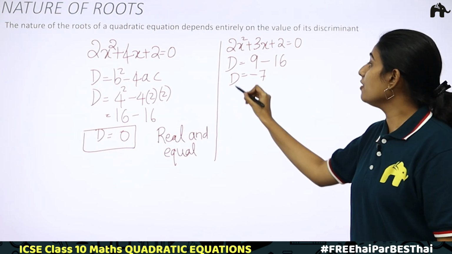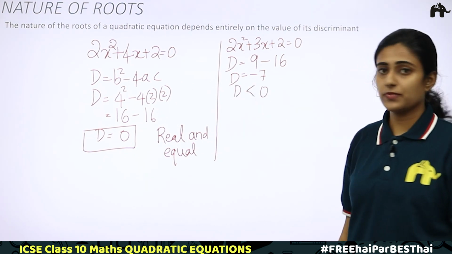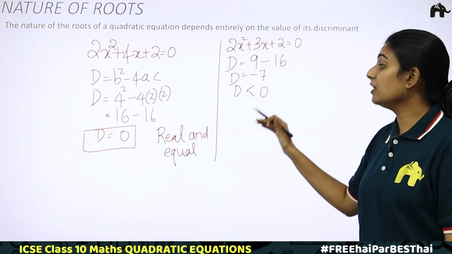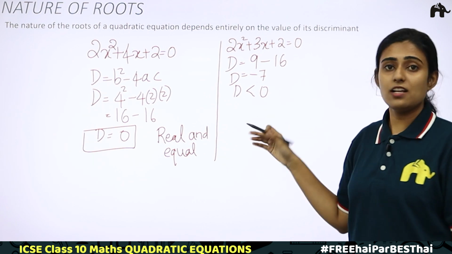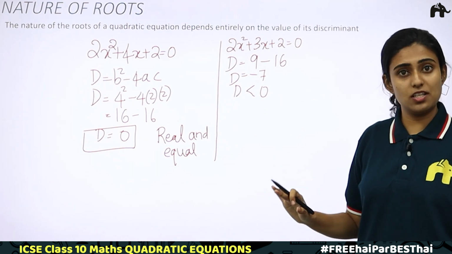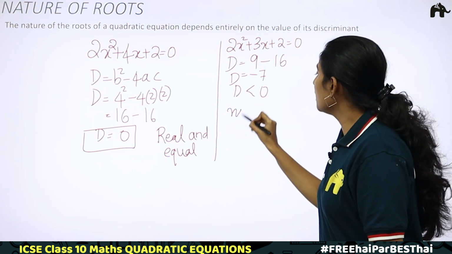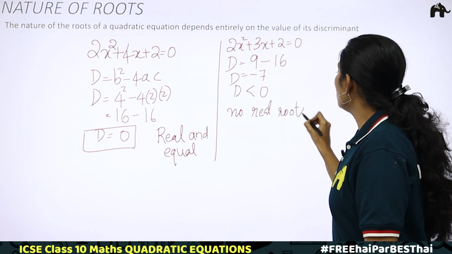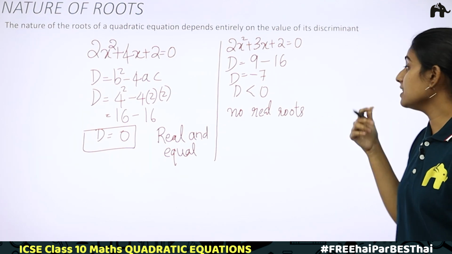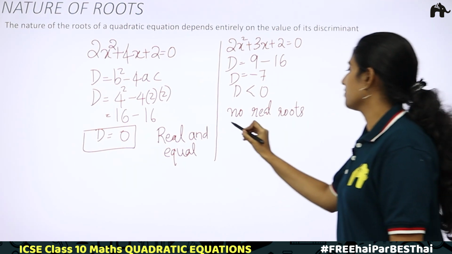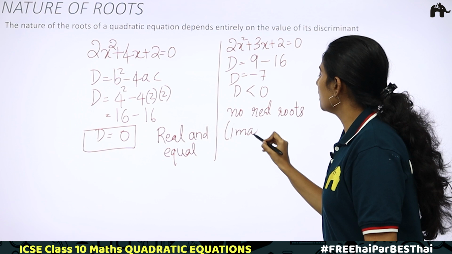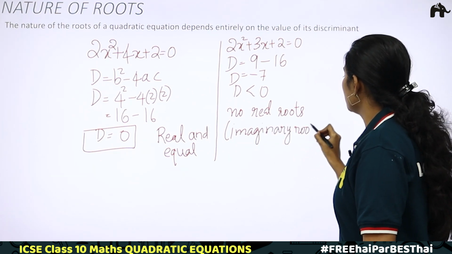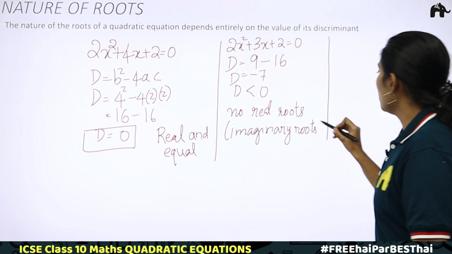Discriminant is equal to minus 7, which means the value of discriminant is less than 0. When the value of discriminant is less than 0, we get no real roots, or we get imaginary roots. In this case, no real roots exist, or the existing roots are imaginary roots. So, this is the second case.